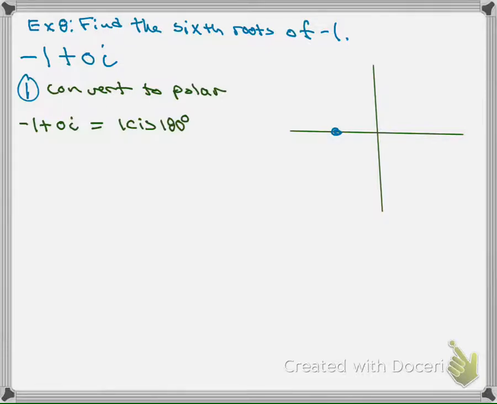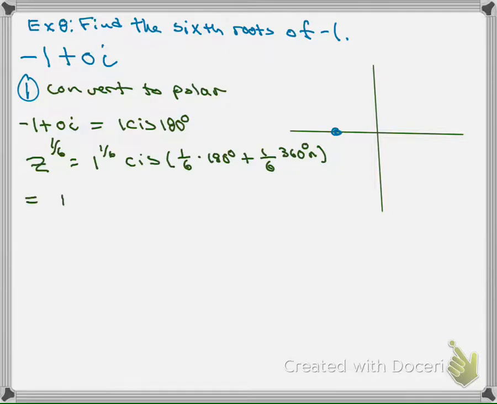And then if you square negative 1, you get 1. If you square 0, you get 0, and you add them together and take the square root, because that's how you find r. It turns out to be 1. So I want to find z to the 1/6. So I'm going to take 1, raise it to the 1/6. Then take 180, multiply it by 1/6, 360n multiplied by 1/6. So the 6th root of 1 is just 1. So I've got 30 plus 60n.